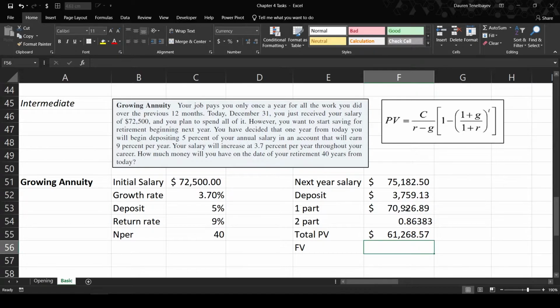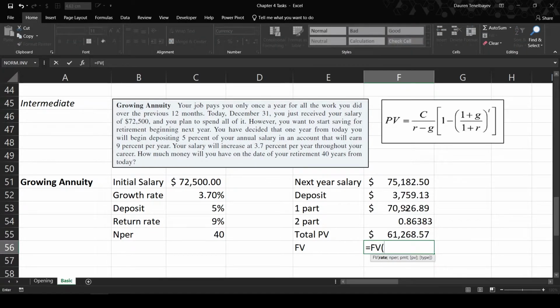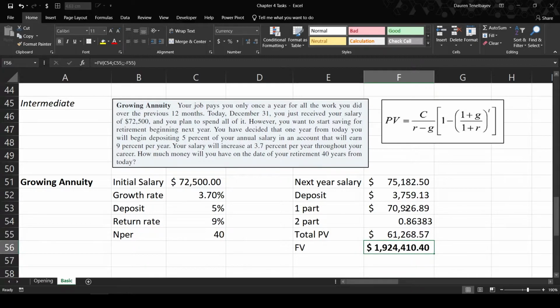And we were asked to calculate the future value. We'll use the formula of FV. Again, return rate is 9, NPER is 40, PMT and minus PV. And finally, we will end up with $1,924,000 on that account after 40 years.